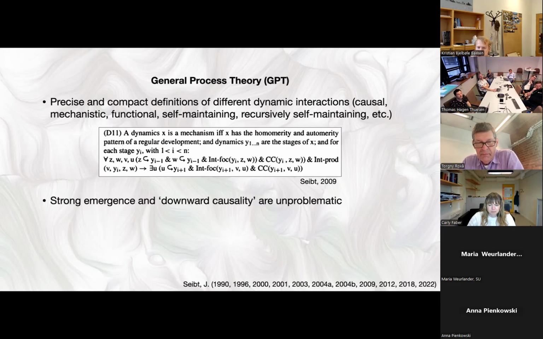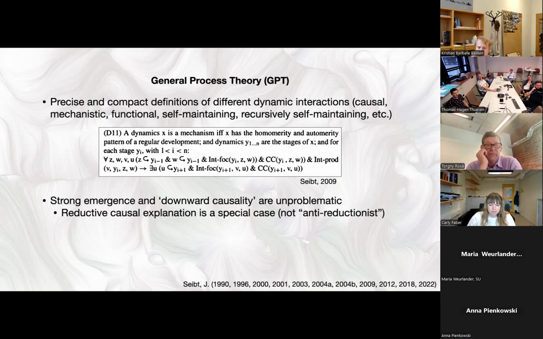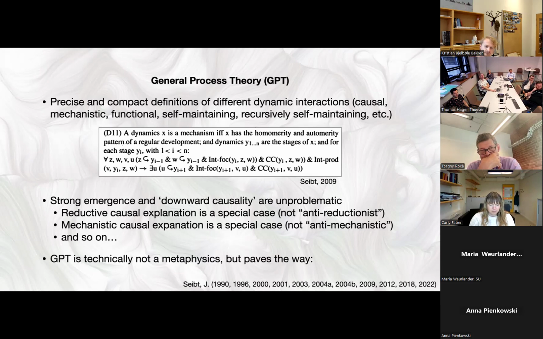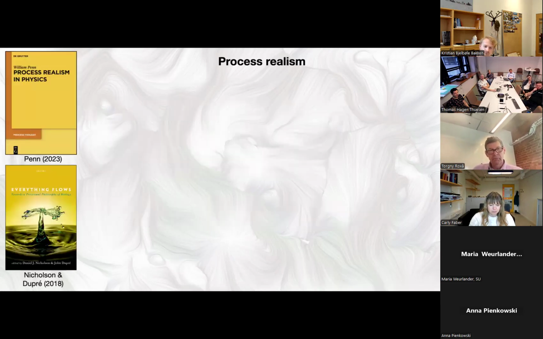Okay, and in this ontology, strong emergence and downward causality are not problematic at all. They're non-issues. And it's not anti-reductionist, because reductive causal explanation is just a special case. It's not anti-mechanistic. Mechanistic causal explanation is a special case, and so on and so forth. So it's a much more integrated worldview. It's technically not a metaphysics, but it paves the way for one that has been named process realism.